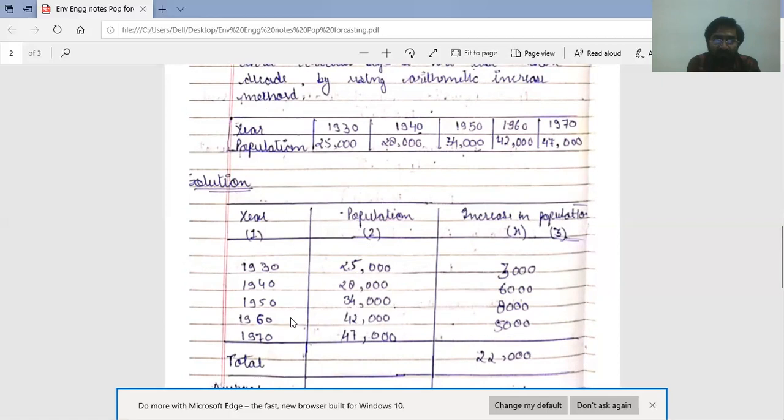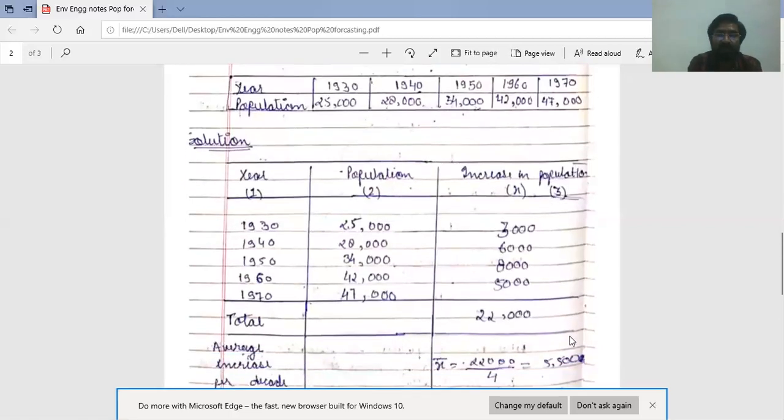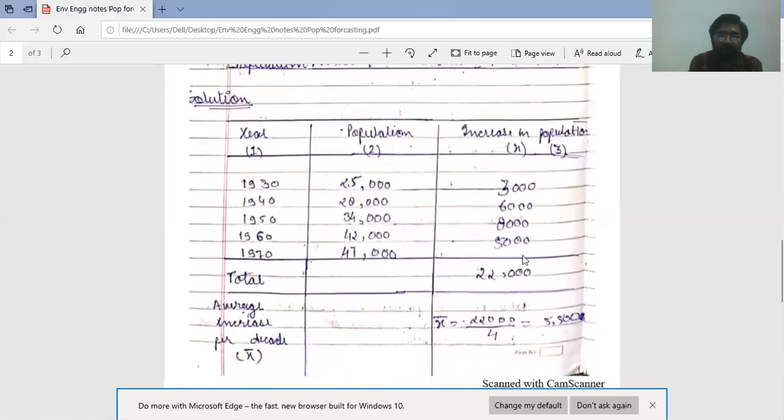and from 1950 to 1960, 34,000 to 42,000 means an increase of 8,000, and from 1960 to 1970, growth from 42,000 to 47,000, 5,000 growth in the decade from 60 to 70. So the total increase of population is 22,000 in 4 decades. So this value is divided by 4. So the average increase per decade, increase in 1 decade, this is the X bar.